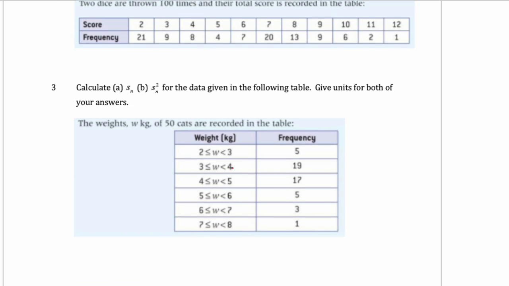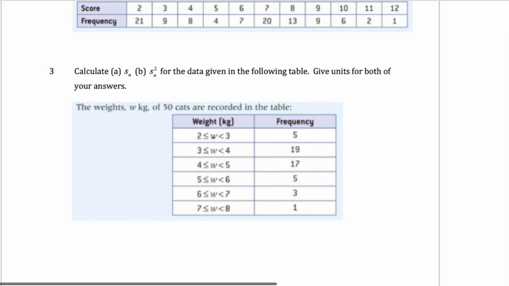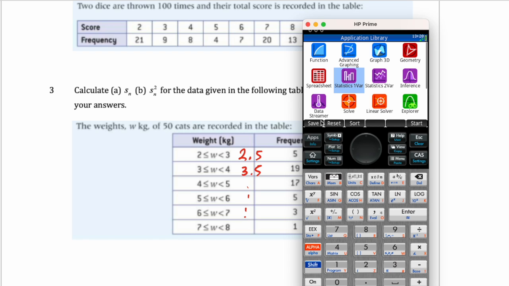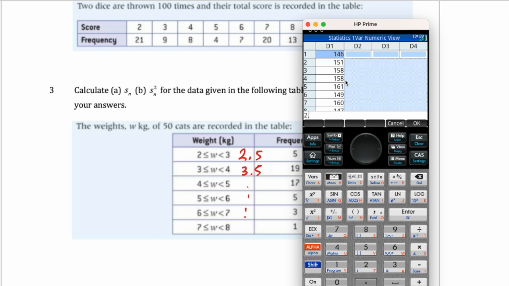Okay, let's look at what happens when we have group data. Now here you want the mid-interval values, like halfway between 2 and 3 is 2.5, 3.5, and so forth. So we're going to type that into our calculator. 2.5, actually let's clear first to make it less confusing. 2.5, 3.5, and so forth.